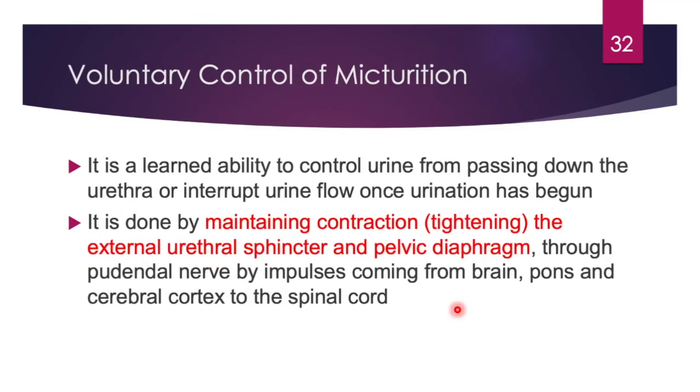Voluntary micturition is a learned ability to control urine from passing down the urethra or to interrupt urine flow once urination has begun. It is done by maintaining contraction or tightening of the external urethral sphincter and pelvic diaphragm through the pudendal nerve by impulses coming from the brain, pons, and cerebral cortex to the spinal cord.